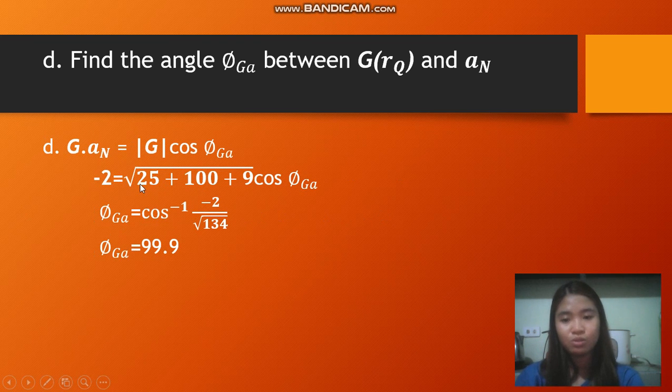So, negative 2 is equal to the square root of 25 plus 100 plus 9 times cosine theta GA. Para makuha natin yung angle na GA, arc cosine, then yung 25 plus 100 plus 9 is equal sa square root of 134. I-transpose natin sa kabilang side para makuha natin yung angle. So, arc cosine of negative 2 over square root of 134. Pag in-input sa calculator, ang kalalabasan is 99.9 degrees kasi angle yung hinahanap natin. At yan, tapos na.